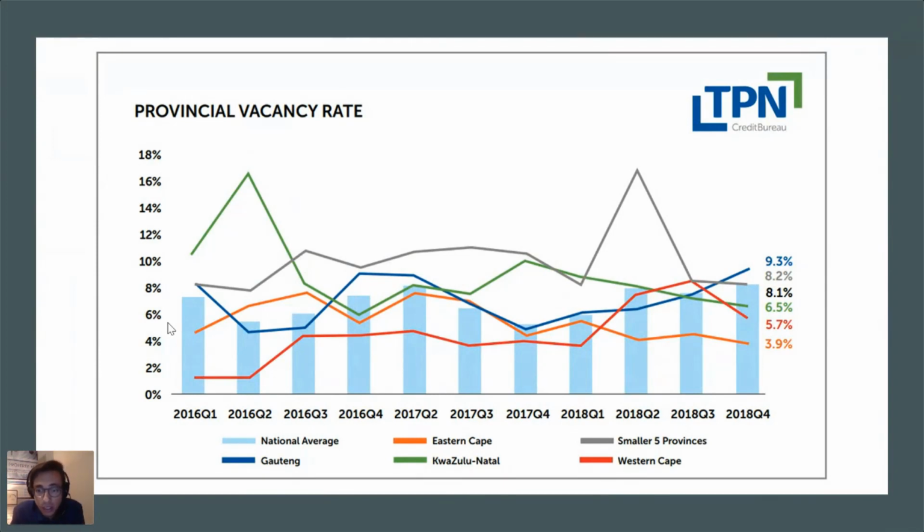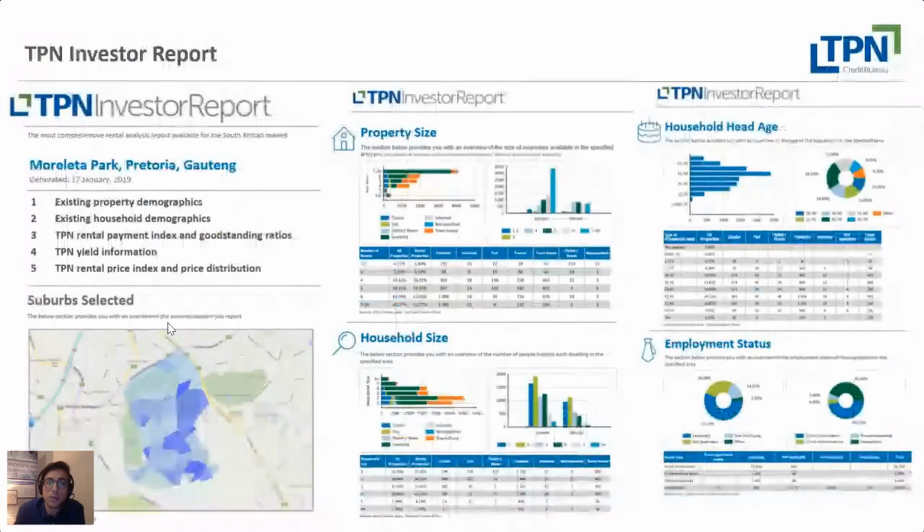That's a great average. Western Cape is sitting at 5.7. You can see that we've got KwaZulu-Natal, 6.5. Our Gauteng is probably the highest at 9.3. And essentially what you're seeing here is where the risk in the different provinces lie. So great stats to be pulling from their report.